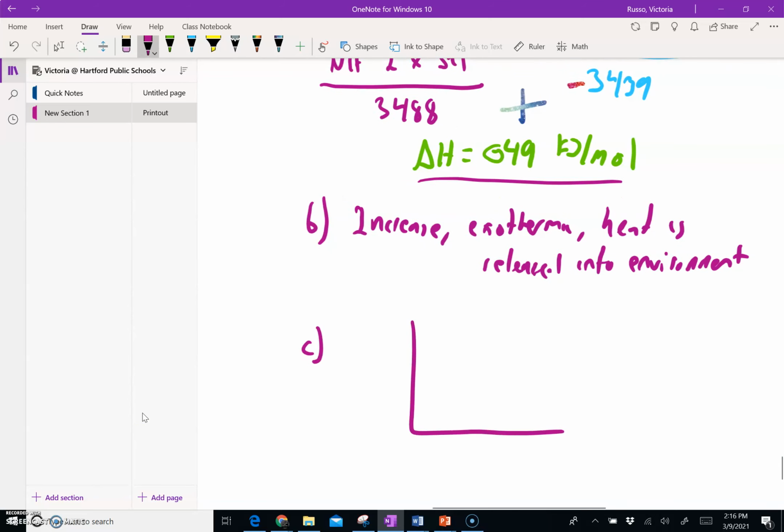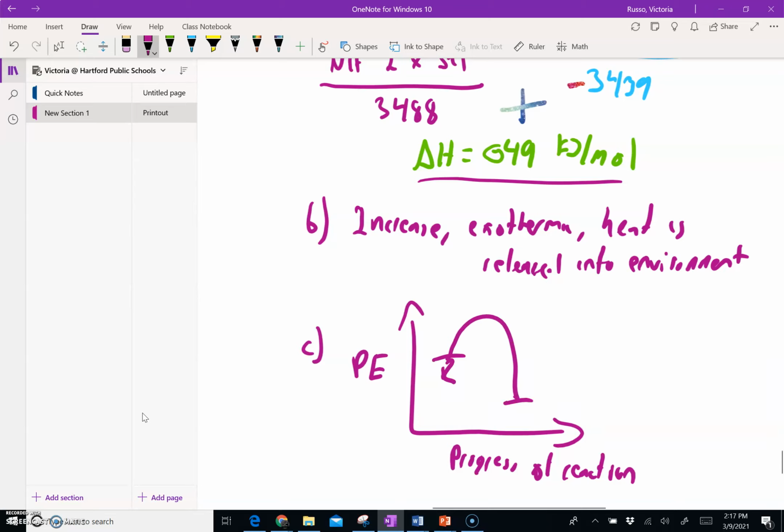We have an axis, and none of you labeled the axes, but I didn't take off points. When you're labeling the axes of an energy diagram, you put progress of the reaction on the x-axis, and usually potential energy on the y-axis. Since it's an exothermic reaction, the reactants should have more energy than the products because heat was released. Alright, so this is the video for question 16.